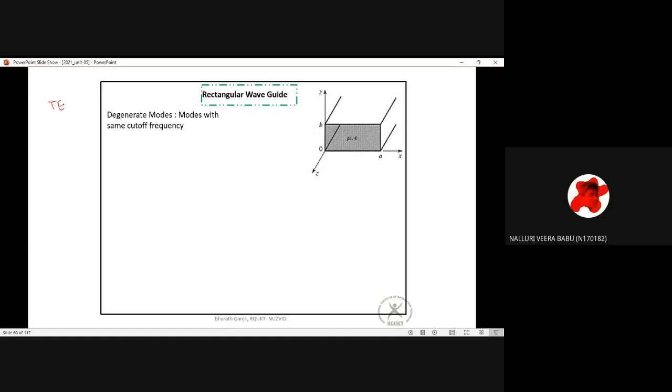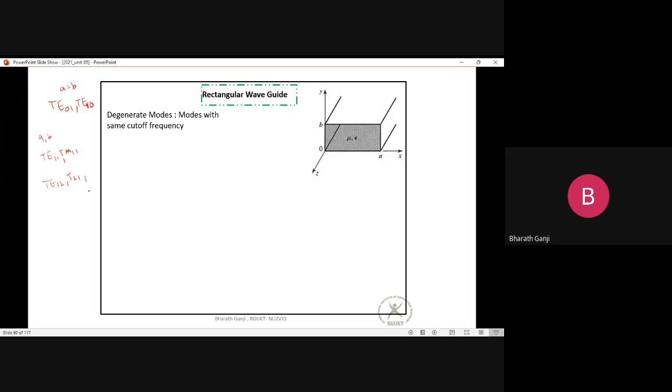So TE01, TE10, when A equal to B. Yes, this happens when A equal to B, right? So when A is equal to B, both will have the same cutoff frequency. Or even if it is a rectangular waveguide, I can say that TE11 mode and TM11 mode will have the same cutoff frequency. Or I can say TE12, TE21. These all will have the same cutoff frequency.